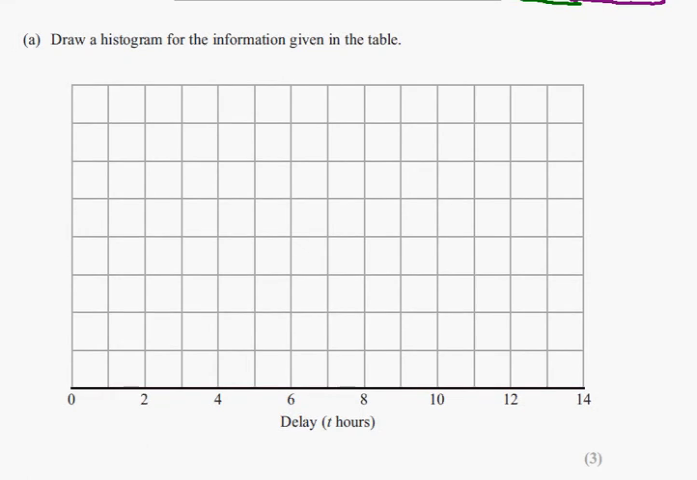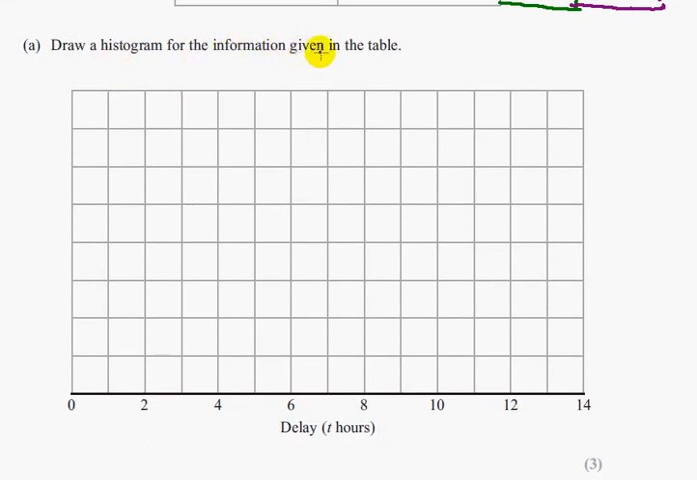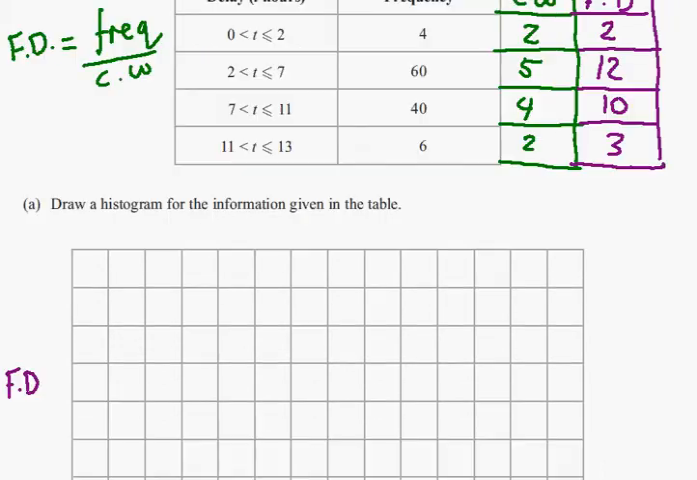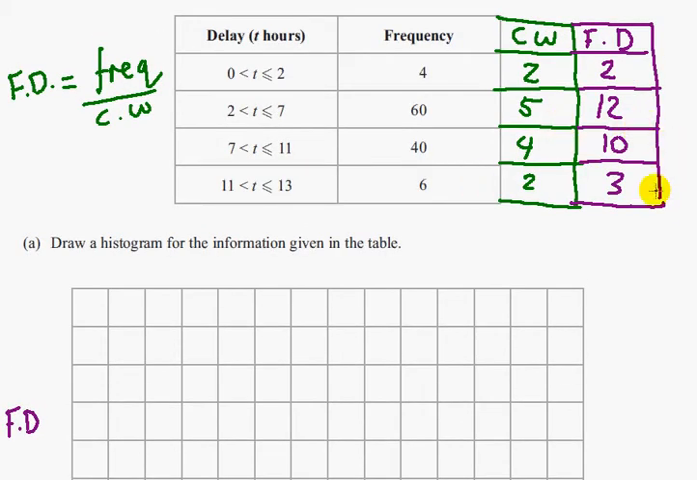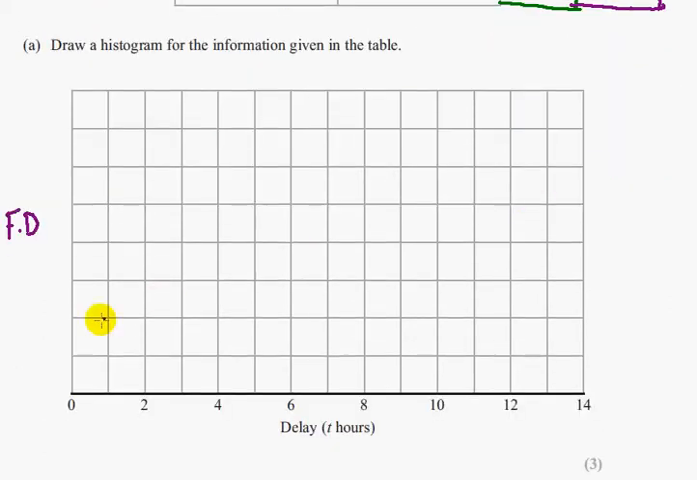Now, part A says draw a histogram for the information given in the table. So we've got delay T hours here. And up here we're going to have frequency density, and you can either use a key to tell you how much each square is worth, or you can use a scale for frequency density. Okay, now that's worthwhile, which I'll explain in a bit. I like to use the scale for frequency density, so my highest number is going to be 12. So I'm just going to go up in 2, so 2, 4, 6, 8, 10, 12, that'll be enough.